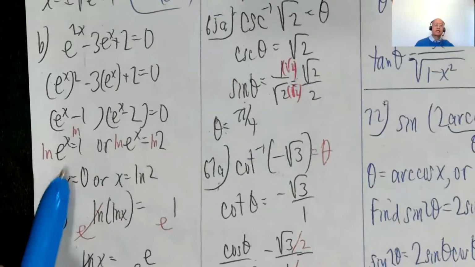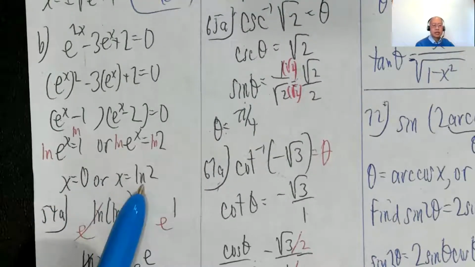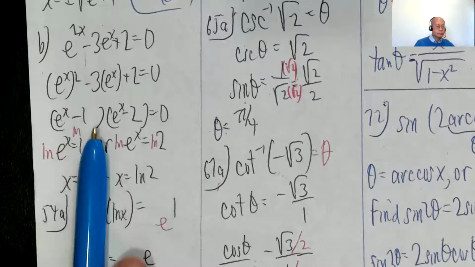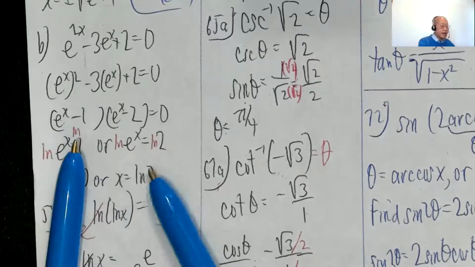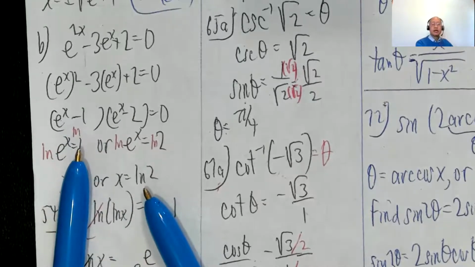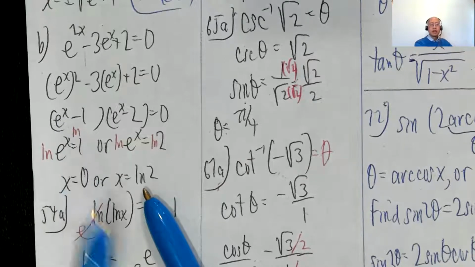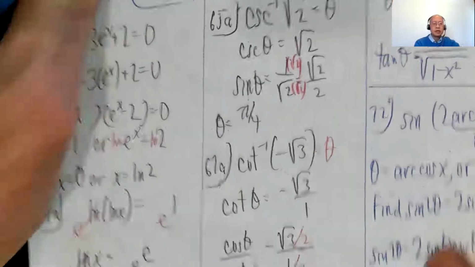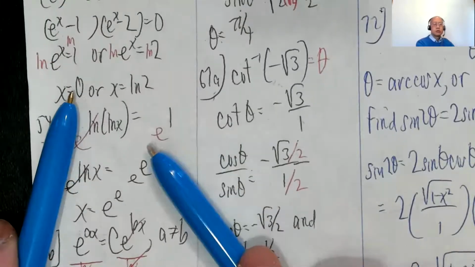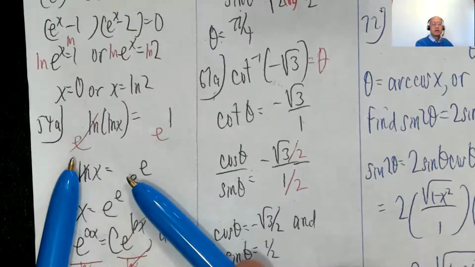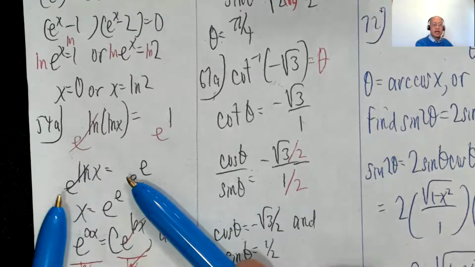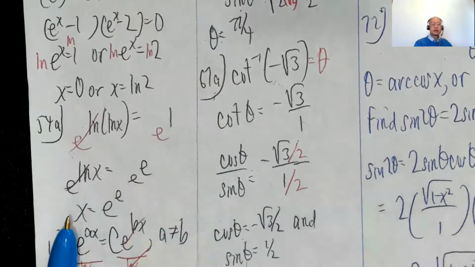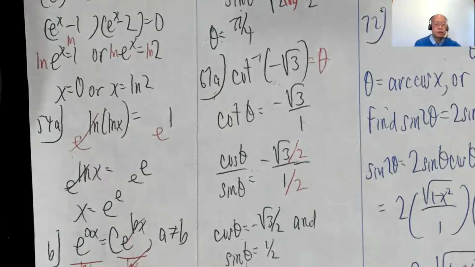ln. So x is ln of 1, which is 0, or x is ln 2. 54a, the original said ln of ln x equals 1. Exponentiate to knock out that e. E to the 1 is e. So I have ln x equals e. Exponentiate again, put an e here and e here. So x is equal to e to the e power.